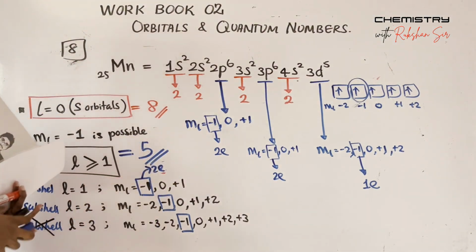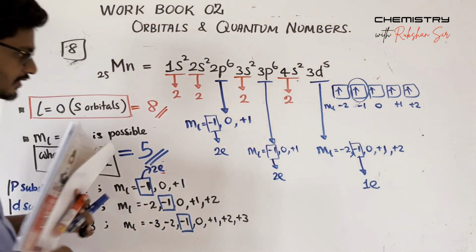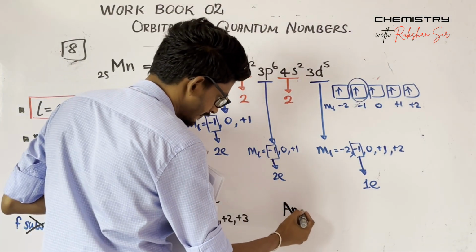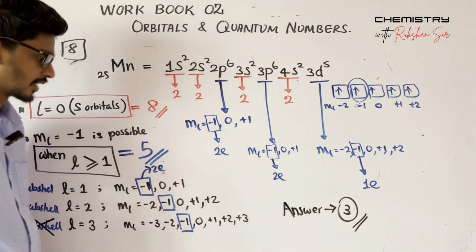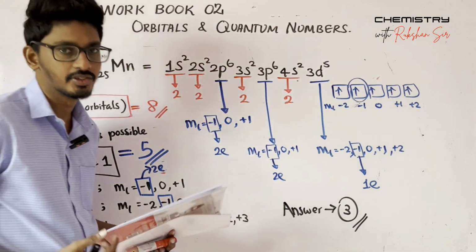8 and 5 means that is your answer number 3. So the answer is going to be number 3. That is about the 8th question.